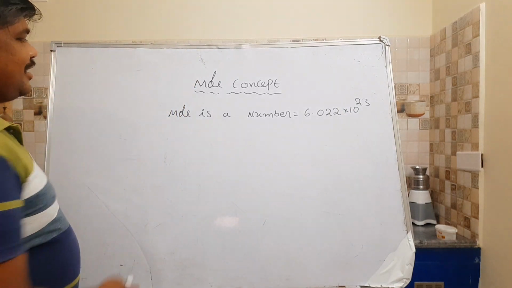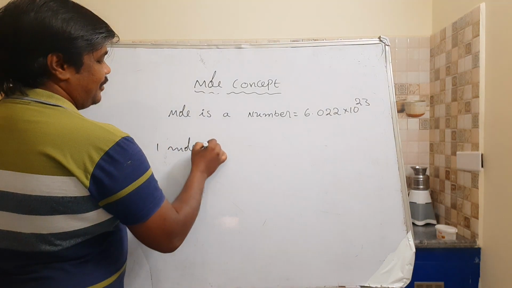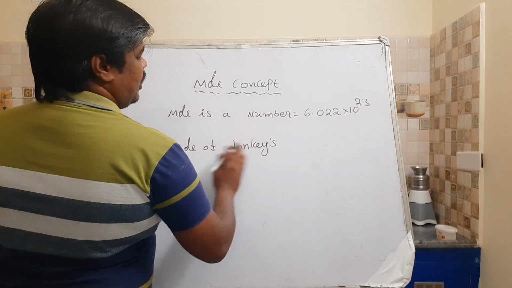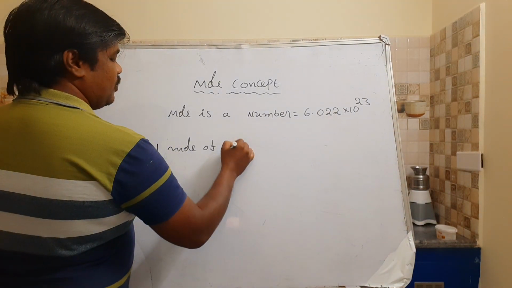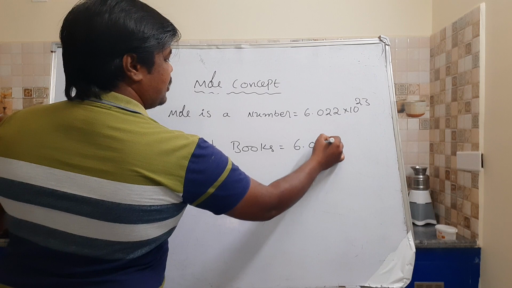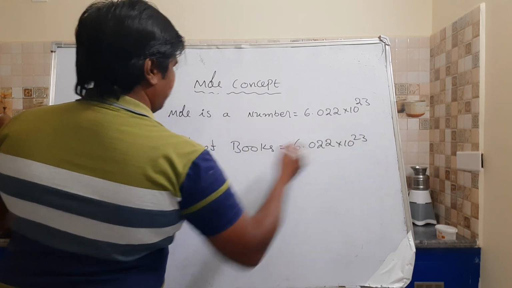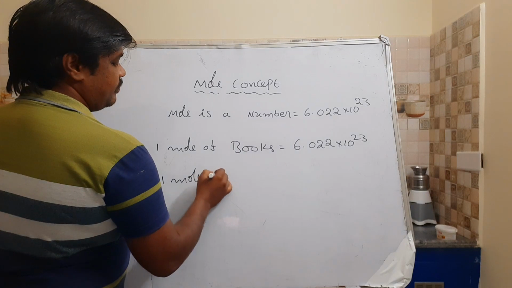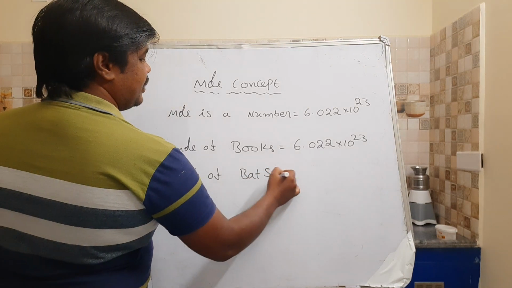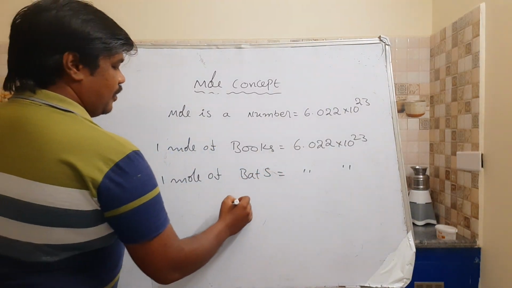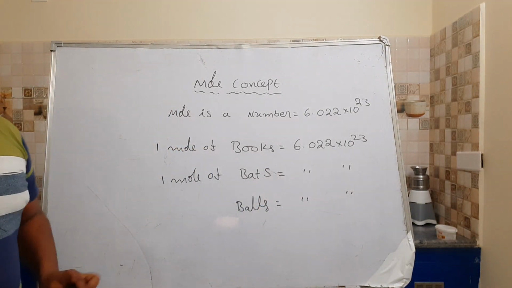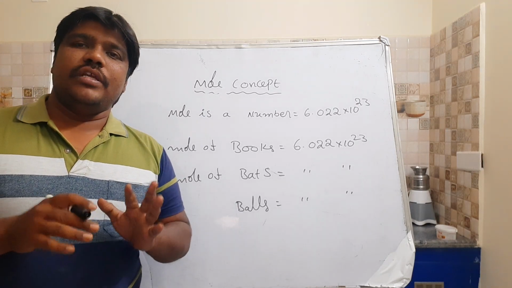Suppose 1 mole of donkeys, otherwise 1 mole of books, don't take donkeys, 1 mole of books means I have this much number of books. 1 mole of bats, yes, this much number of bats. 1 mole of balls, yes, this much number of balls. That's it. So you have to memorize, mole is just a number.